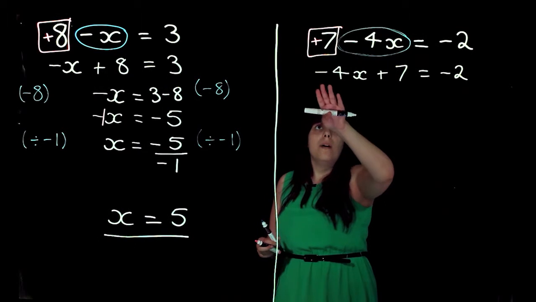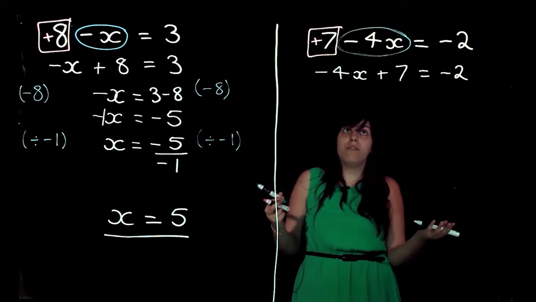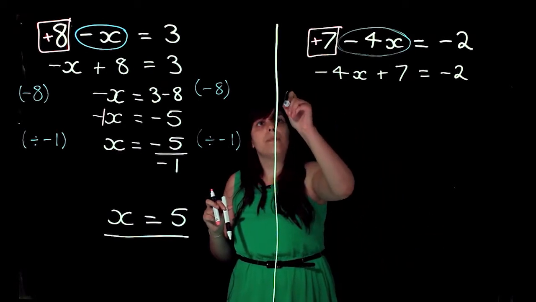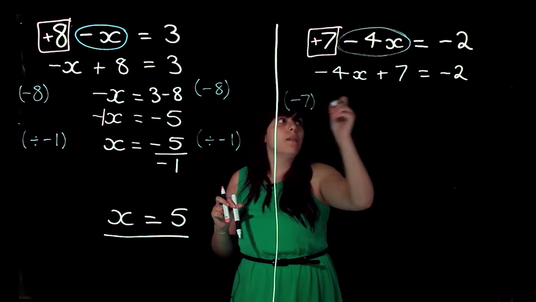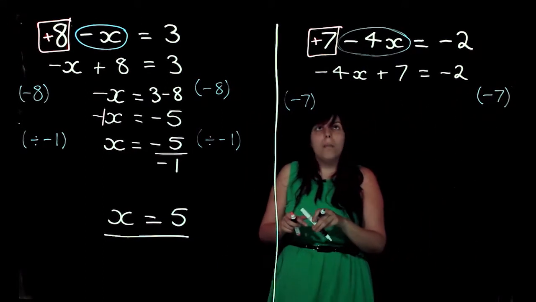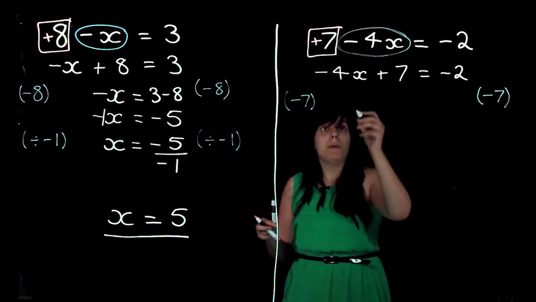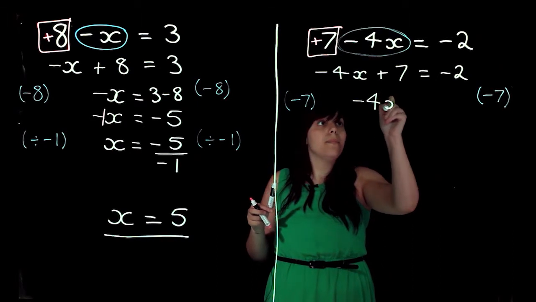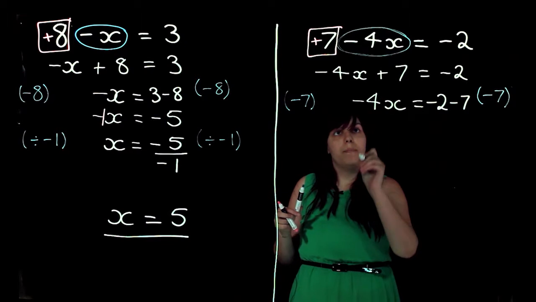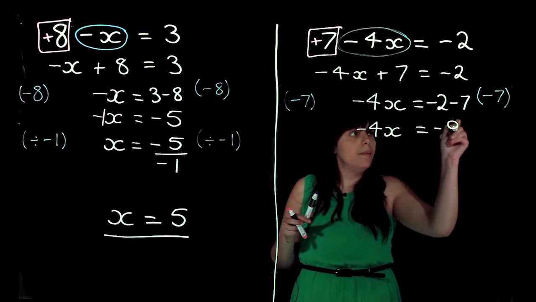So I've got minus 4 lots of x, and I'm adding 7. How can I get rid of my add 7? I'm going to subtract it, because that's the inverse. So minus 4x plus 7, take away 7, is just going to give me minus 4x. And then on the other side, I've got minus 2 minus 7. So that means minus 4x equals minus 9.